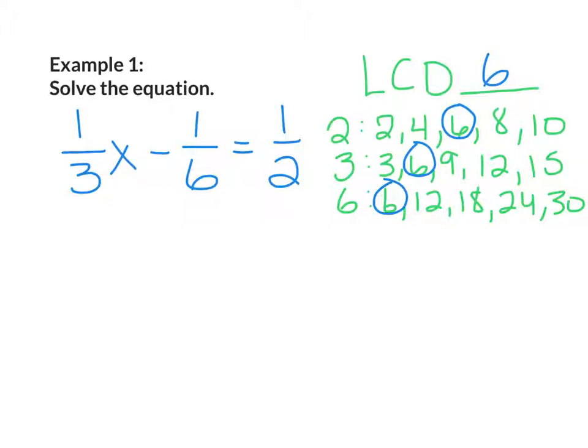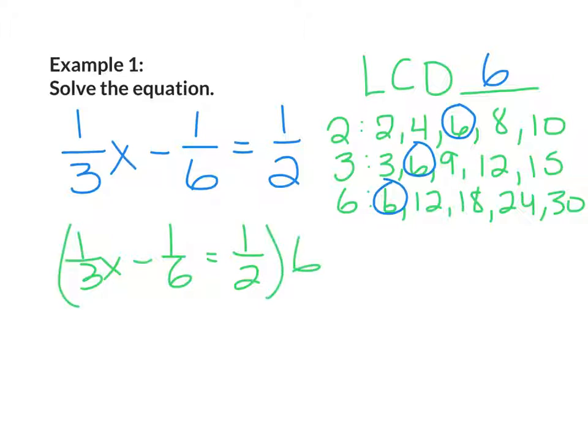So now I'm going to rewrite my equation: 1/3x minus 1/6 equals 1/2. I'm going to multiply the whole thing by my LCD, which is 6. I'm going to distribute to the first term, the second term, and the third term. So I'm going to multiply 6 times 1, multiply my numerator, which is 6, and leave my denominator the same, which is 3. And then bring down my x.